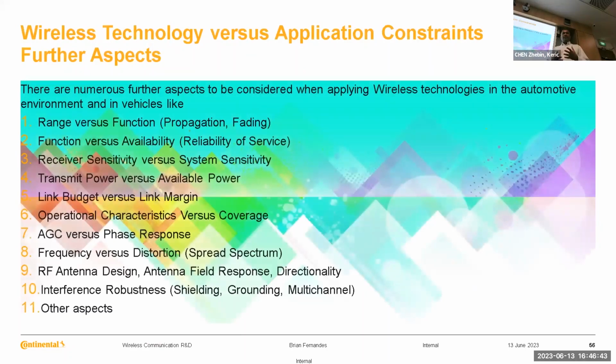Right, so that's just a basic overview of the common constraints. There's a lot of other constraints as well. So we have to consider range versus function, in terms of what is the propagation part, the fading effects. We also have to consider what is the function we want to provide versus its availability, so the reliability of service. Is it going to be a high reliability system or a low reliability system? Then in fact, we are also constrained a lot of times by the receiver sensitivity.